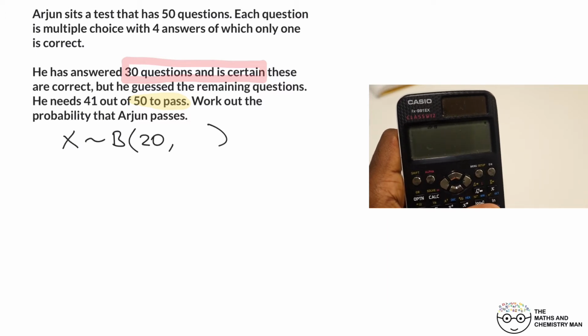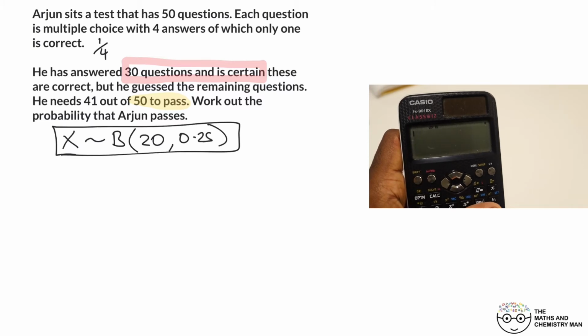And now what's the probability that he gets one of those questions correct? Well, we learned over here that it's a multiple choice test. There's 4 answers for each question, but only one of them is correct. So he's got a quarter chance of getting a question correct. So I'm going to put that here as 0.25. So now we've got our distribution.